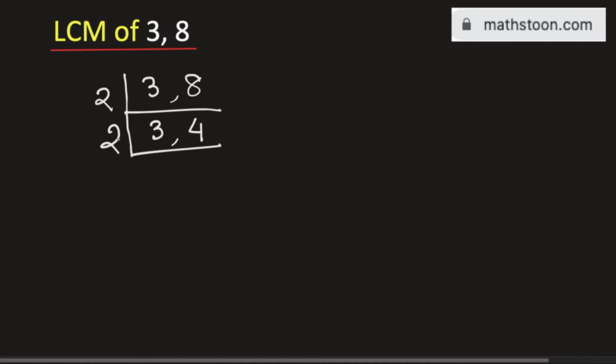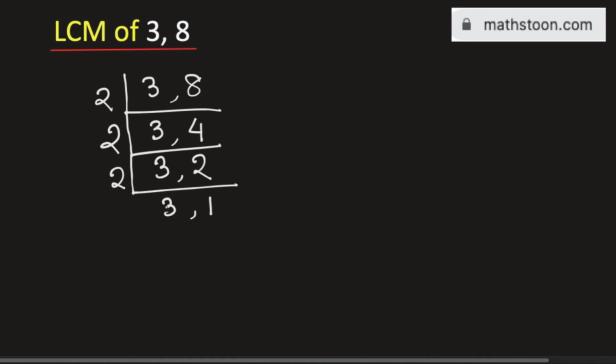Again, as 3 is not divisible by 2, we will write 3 as it is. And 4 divided by 2 is 2. So we get 2 here. Using the similar process, we can go for 2 and we get 3, 1.